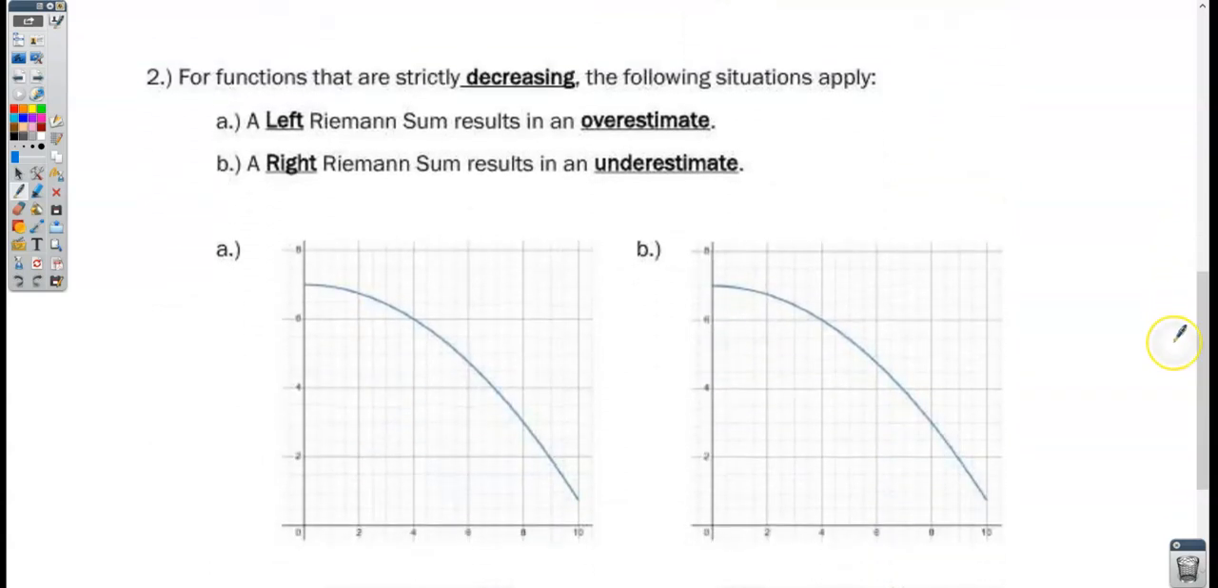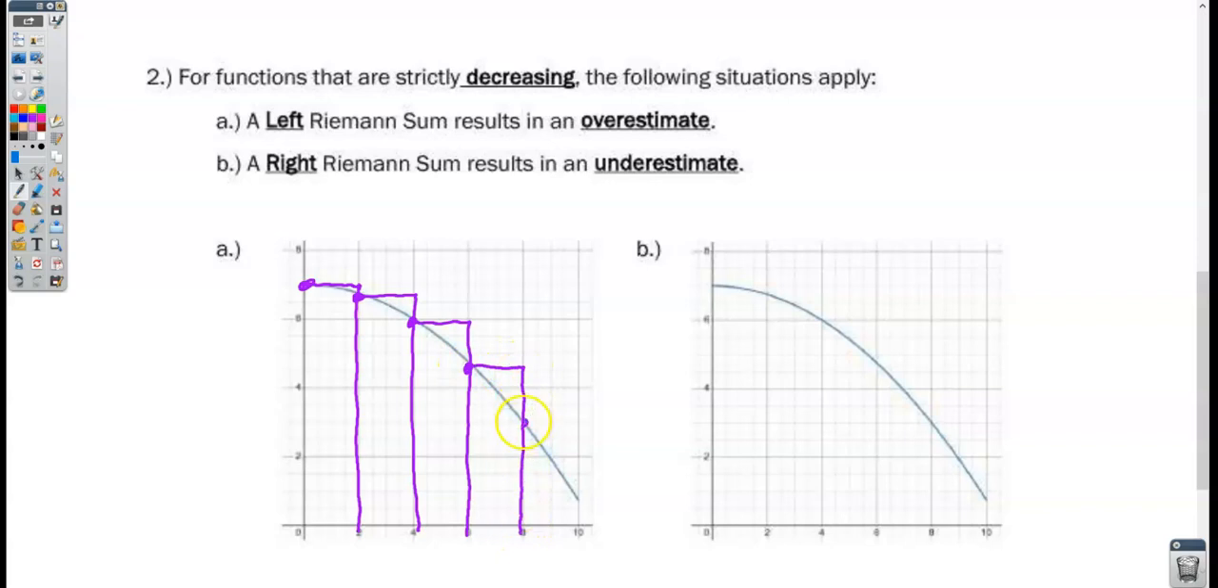All right, similar idea with functions that are decreasing. The left Riemann sum this time, when we've got a function that's strictly decreasing, is going to end up being an overestimate, because for a decreasing function, the left endpoint is higher than all the other function values in the interval. And so we have all this extra area counted by the rectangles that isn't actually under the curve.